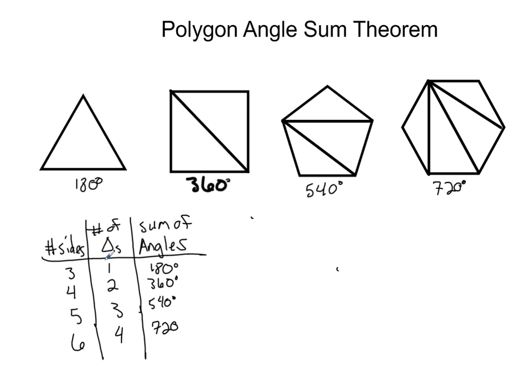So if you'll notice, each time we go from side to triangle, we're just subtracting 2. So I'm going to take the number of sides and minus 2. I'm going to multiply that by 180, and that's how I get the sum of the angles of any polygon, is this formula right here. 180 times n minus 2.